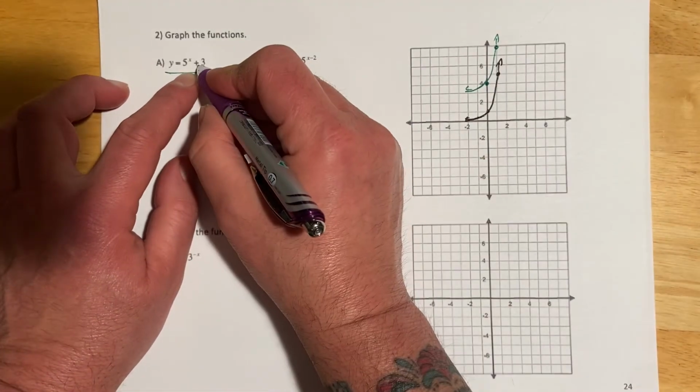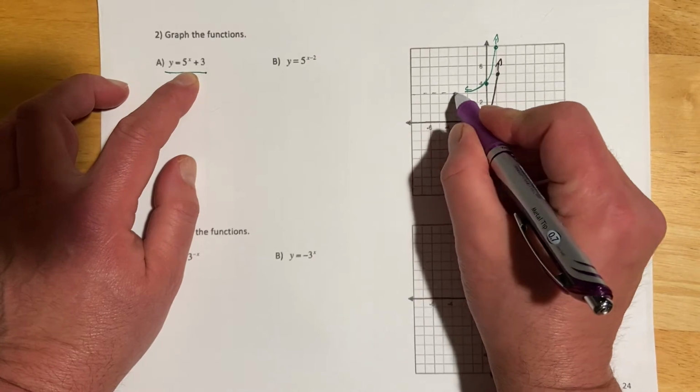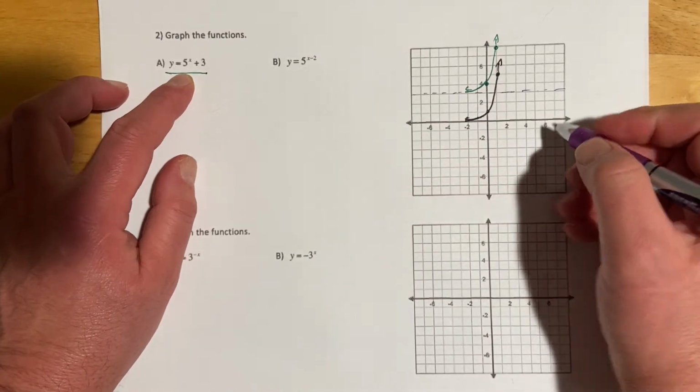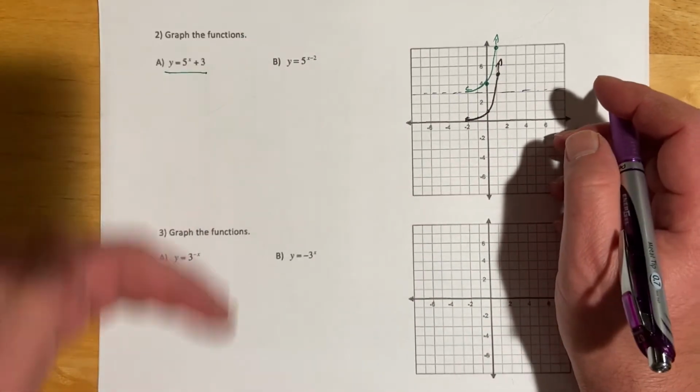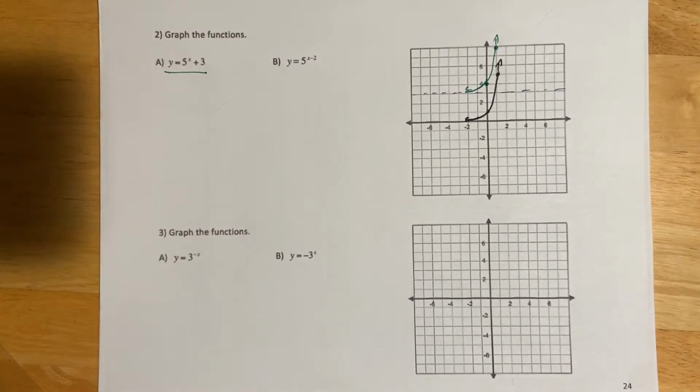And then this one with this +3, you can see it would have had a horizontal asymptote that also moved up 3 right along with the function.